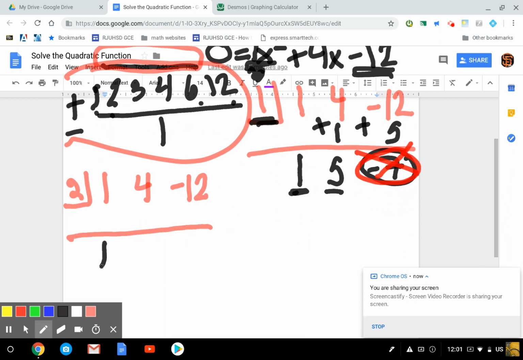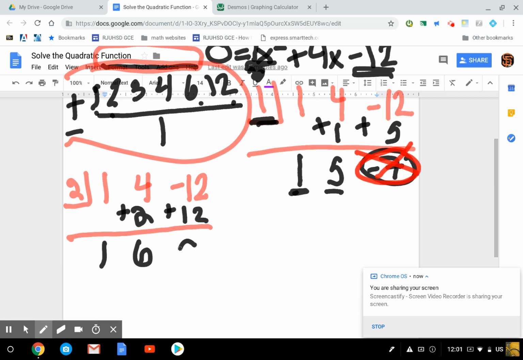Bring down the 1. 1 times 2 is 2. Add these two together, you get 6. 6 times 2 is 12. Negative 12 plus a positive 12 is 0. Now I know that 2 is going to have to be one of our roots because we got a 0 here. So I'm going to put this off to the side. x equals 2. We know this for certain.